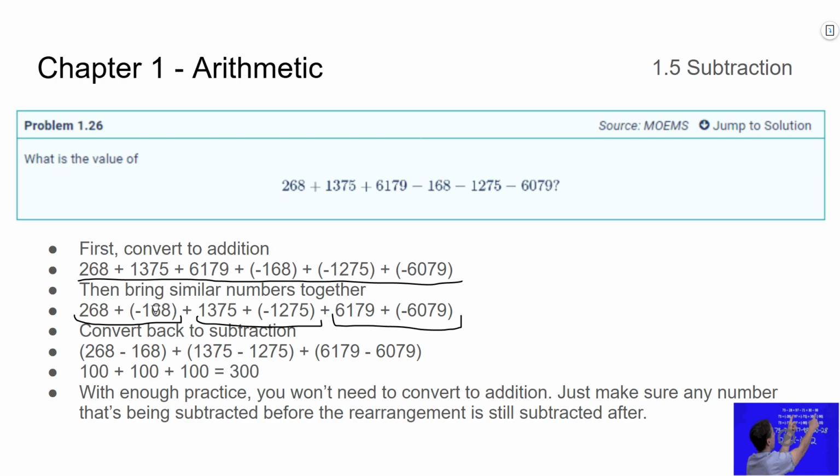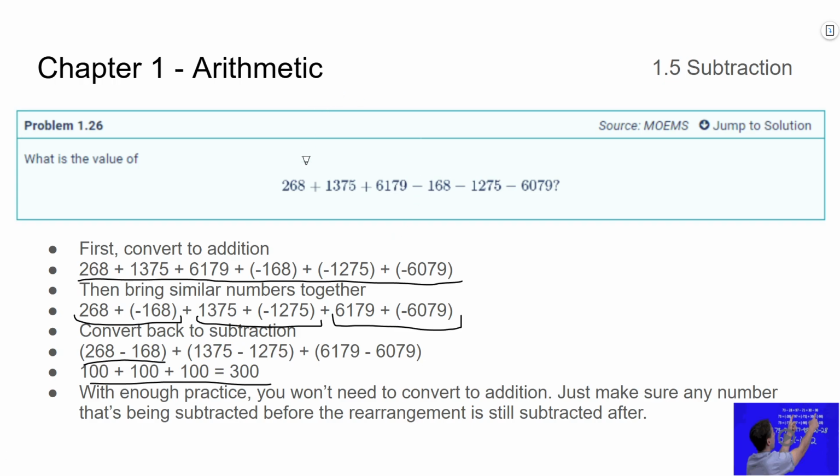So we can convert that back to subtraction now, because thinking about it in terms of subtraction might be a little bit simpler. 268 minus 168 is going to be 100. 1375 minus 1275, that's 100. And 6179 minus 6079 is another 100. So we have three 100s, which is 300.